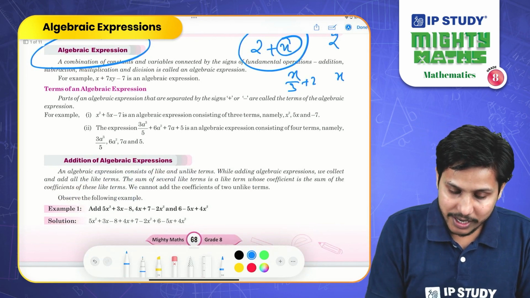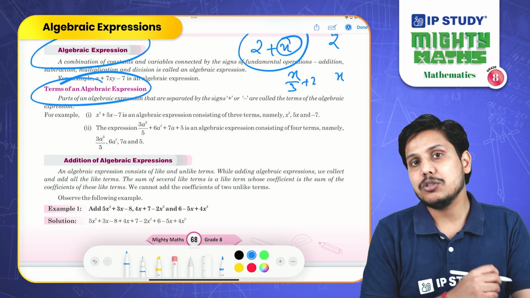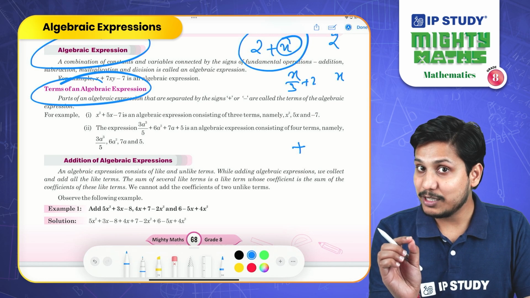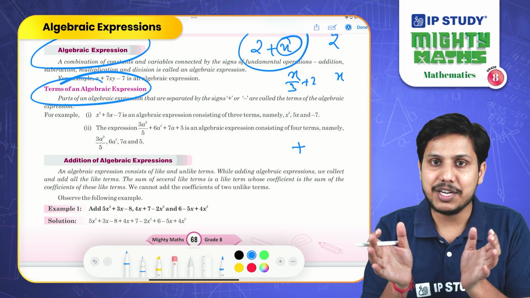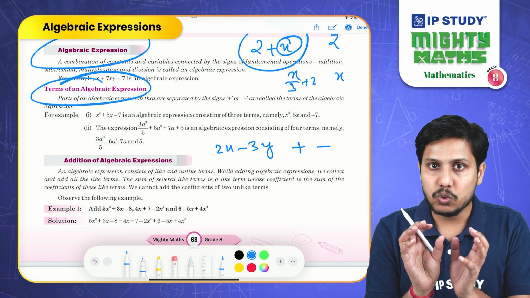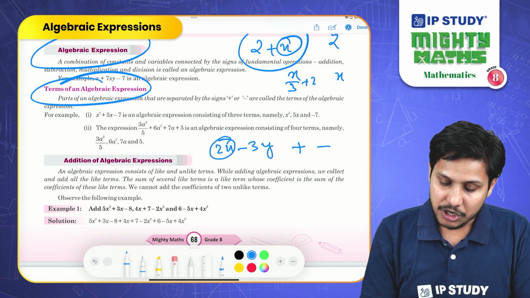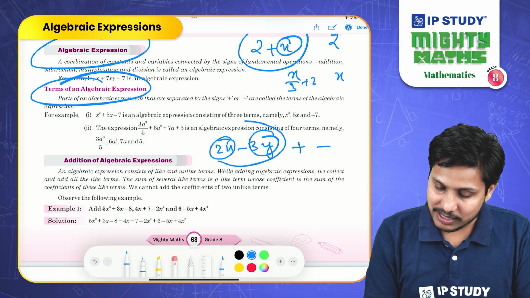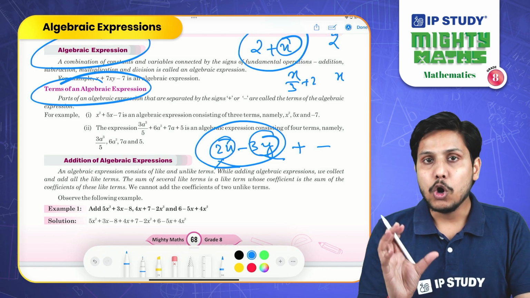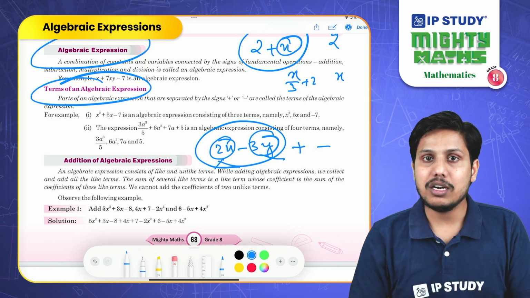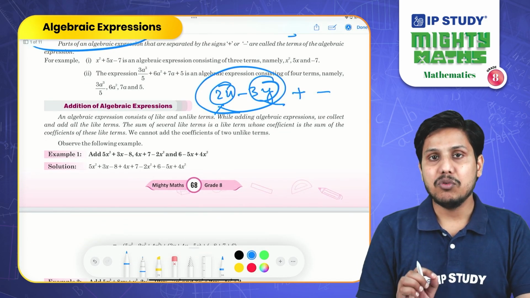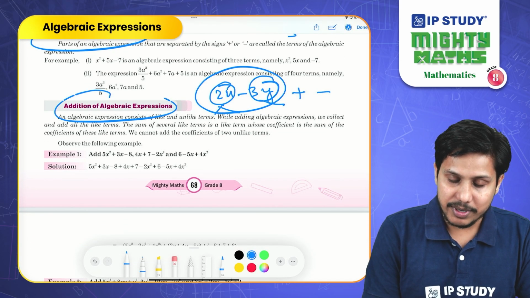Now, what are the terms of an algebraic expression? Students, in an algebraic expression, there can be multiple expressions combined together with the help of plus and minus, like 2x minus 3y. Here there are two individual algebraic expressions, 2x and 3y, which make a single expression like this, and these two are called the terms of the whole algebraic expression. So a term is separated by a plus or minus sign. Clear?